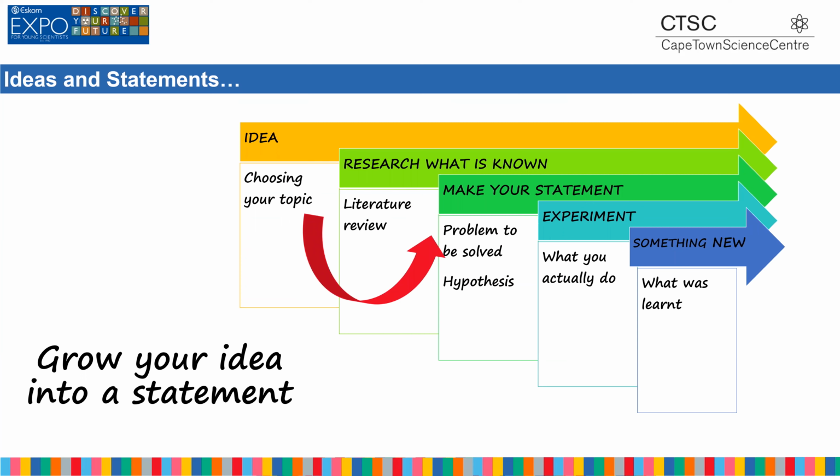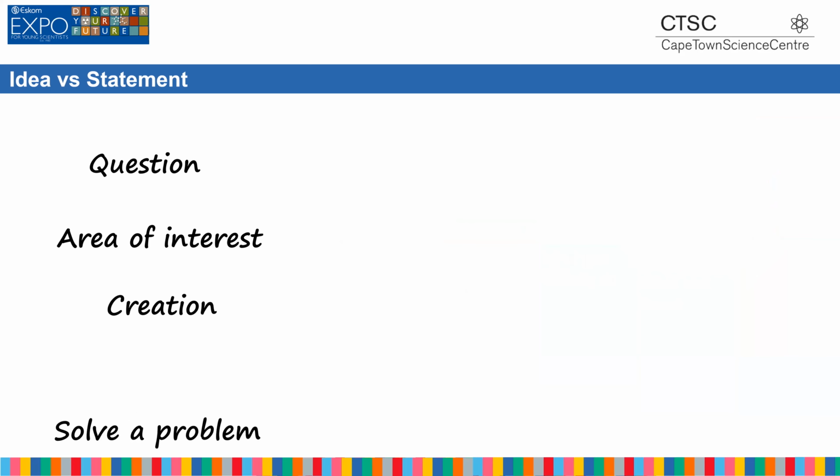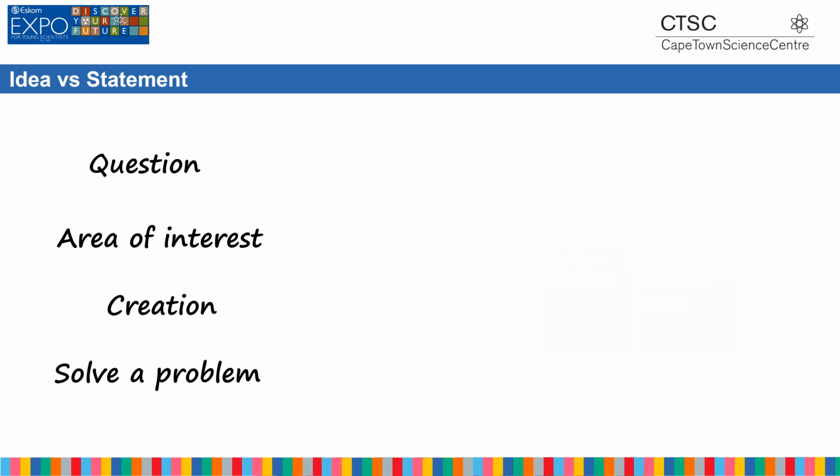Next, we need to look at how to take this idea and grow it into a statement. So you have your idea, you've done your literature review to learn all that you can about that idea. Now what you need to begin to do is make your statement, which is either a problem to be solved if it's engineering, or a hypothesis if it's more on the scientific investigation side of things. And there is a difference between the idea and the statement. Your ideas are questions, they are areas of interest, they are things you want to create, they are problems you want to solve. So for instance, I've heard a lot about vaccines. What are vaccines? How do you make a vaccine?